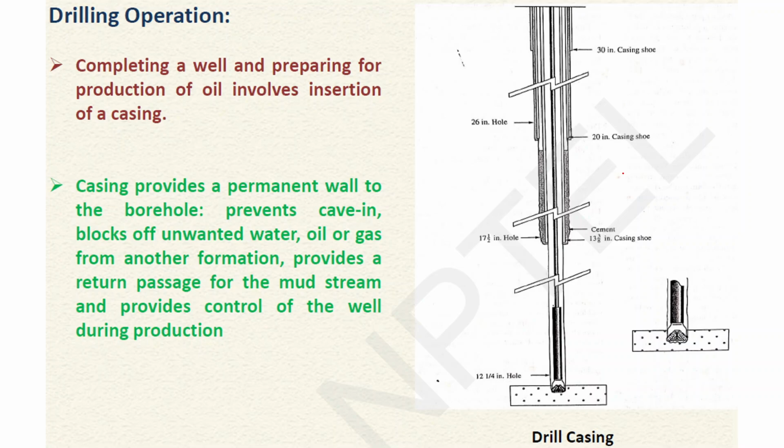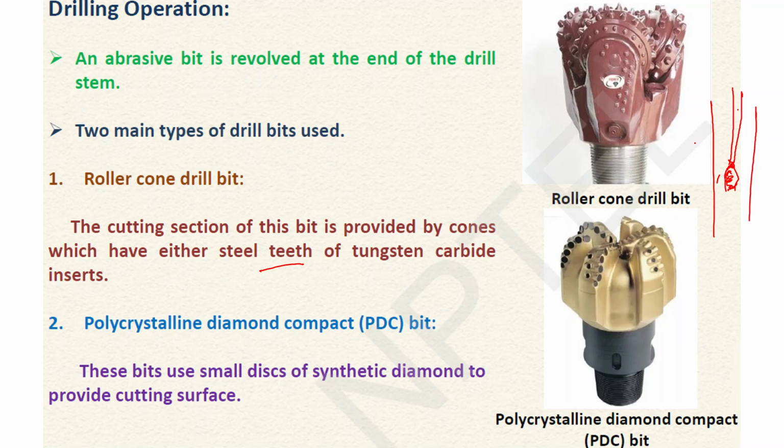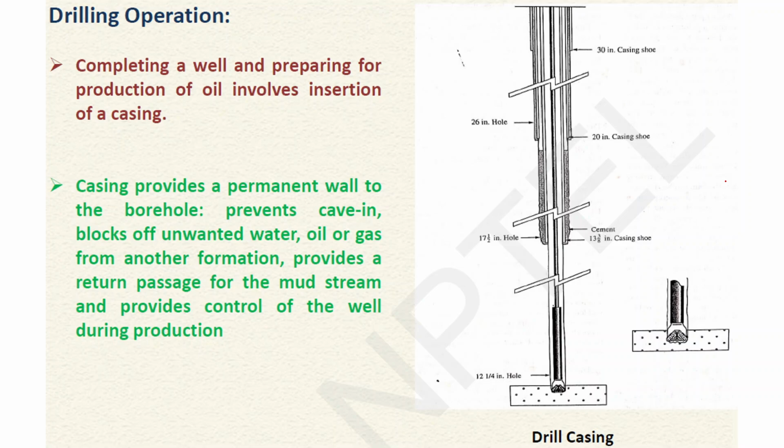Coming on to the drilling operation, completing a well and preparing for production of oil involves insertion of a casing. After you have done the drilling and dug the well, it is completely filled with mud and sand. So we need to insert a casing so that the sand and mud from the nearby areas do not enter into our well, and there is no such disturbance from the external areas into our well.